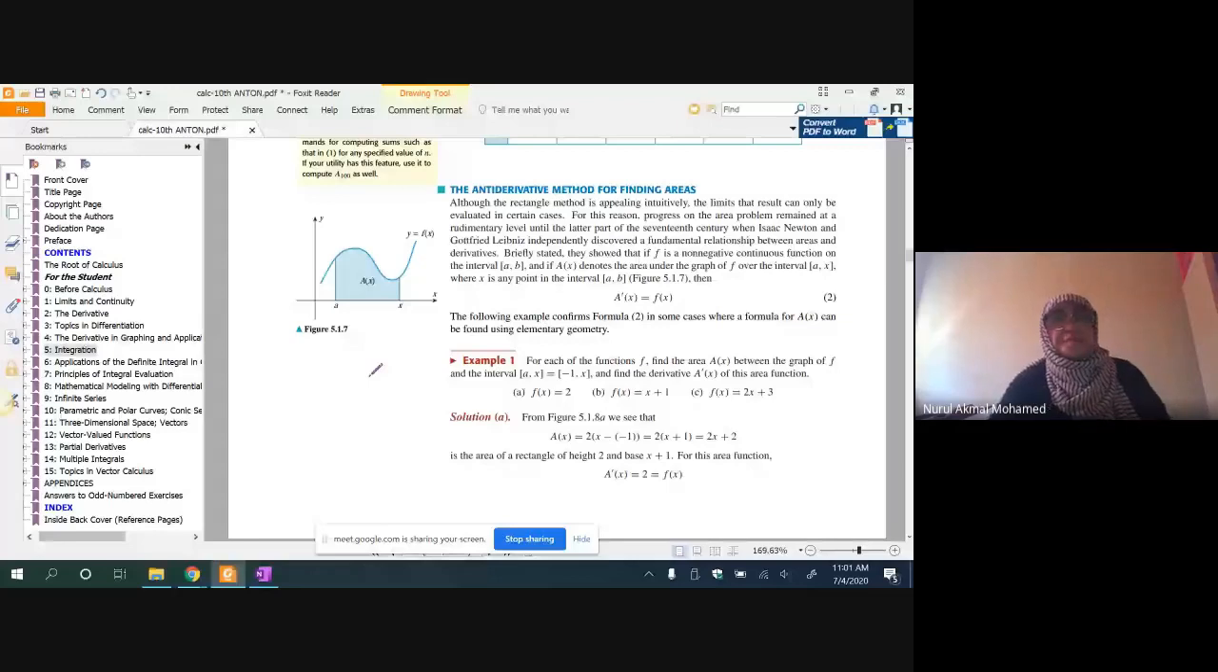Okay, the antiderivative methods in finding areas. Okay, example 1.